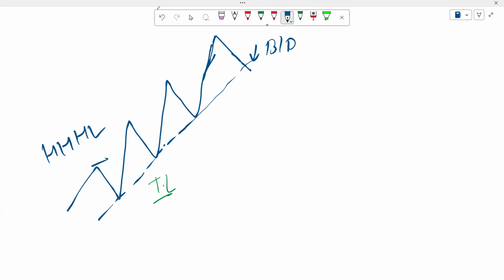Anything can happen. This is your breakdown. So after the breakdown, what will happen? After the breakdown, it will again come down and down. कहाँ तक आएगा? Support तक आएगा. What is the nearest support? The market is going down. What is the nearest support?